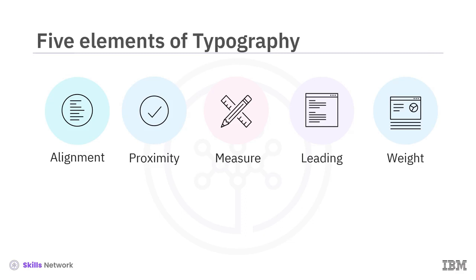The measure is the content's width or the paragraph's line. Leading is also known as line height. It is taken into account when spacing 2 lines of paragraphs or text. Finally, weight is taken into account for font spacing and thickness.